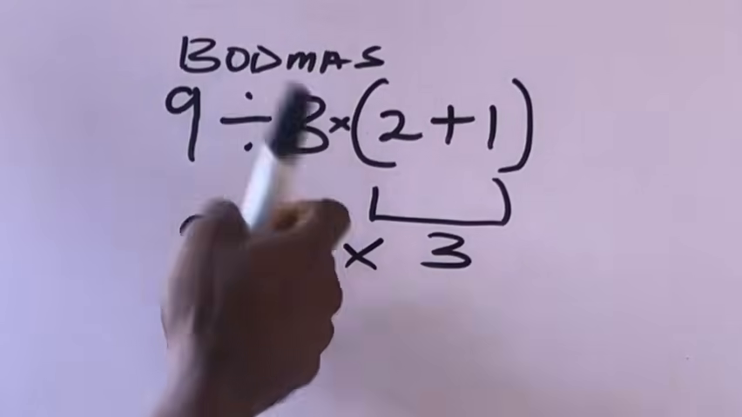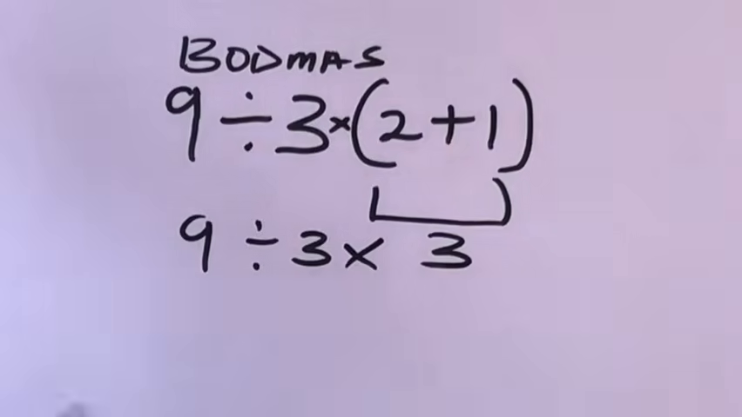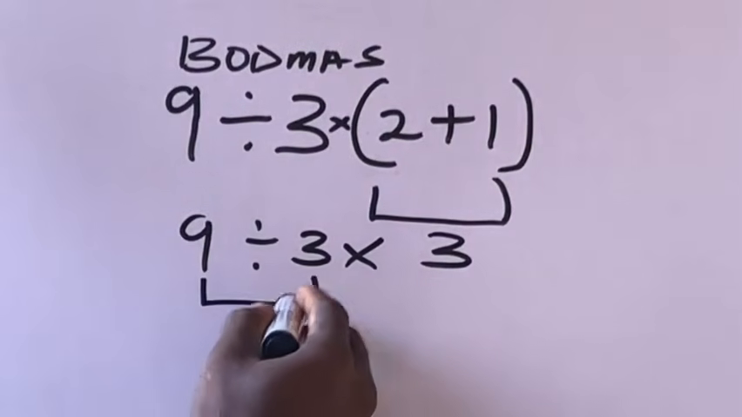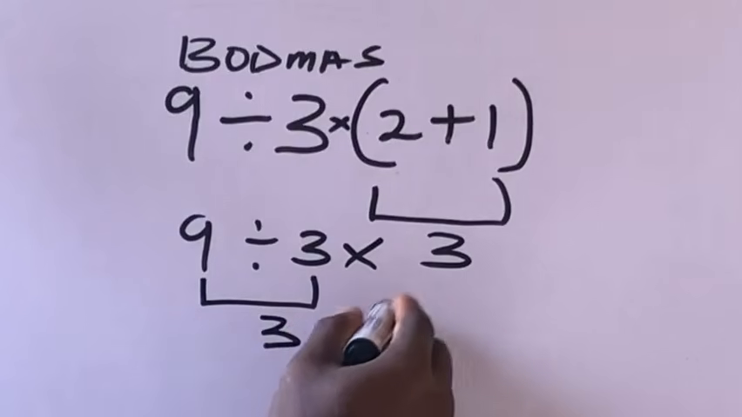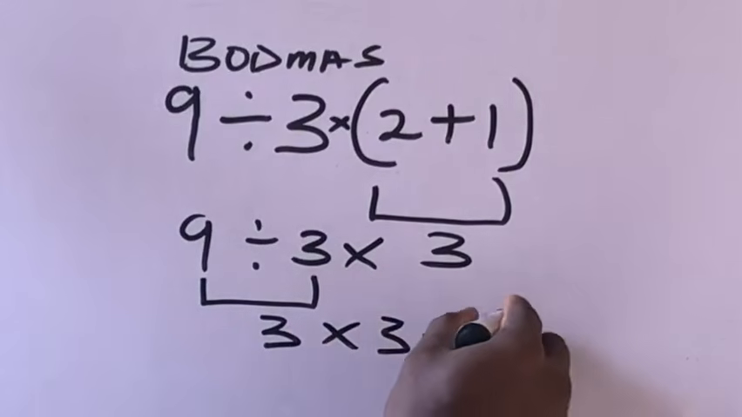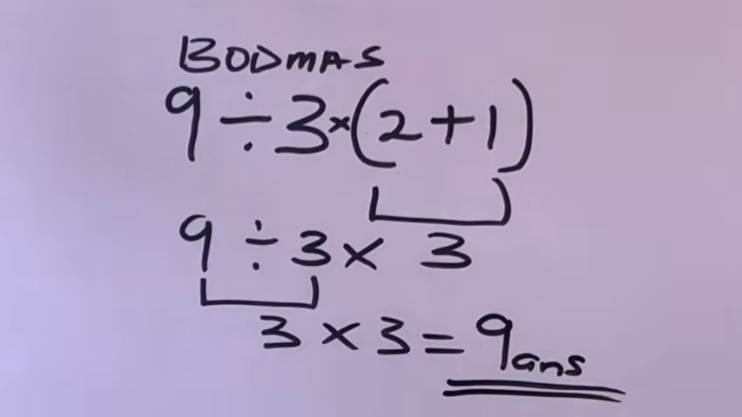Remember, in our order of operations, division comes before multiplication, so we have to divide first. So 9 divided by 3 will give us 3. 3 times this 3 is equal to what? 9. So our final answer is 9.